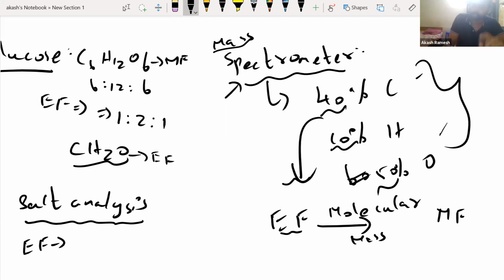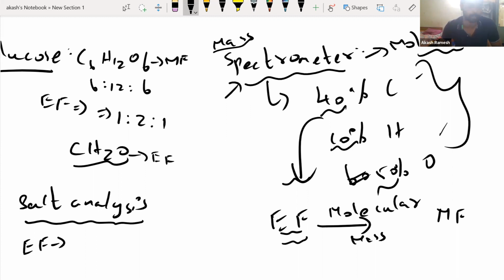Fine. After finding the empirical formula, this mass spectrometer will also give you the molar mass. It will also give you the molecular mass. It will calculate the molecular mass somehow. We don't have to go into the details of how it works. If you're interested, please YouTube it.